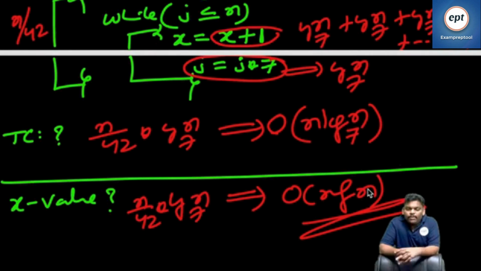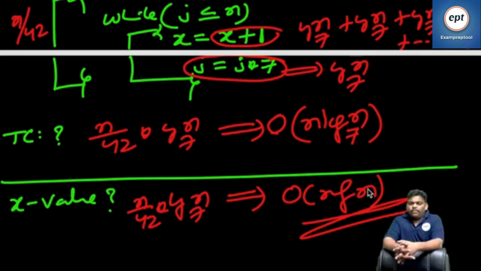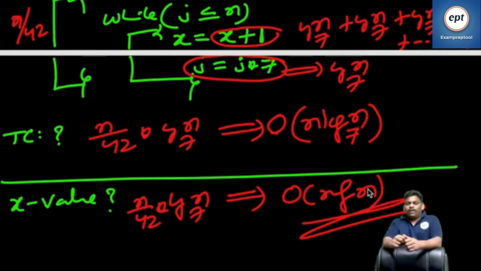Time complexity also same, x value also same. Can I move to the next problem? Are you okay with this? Check once.